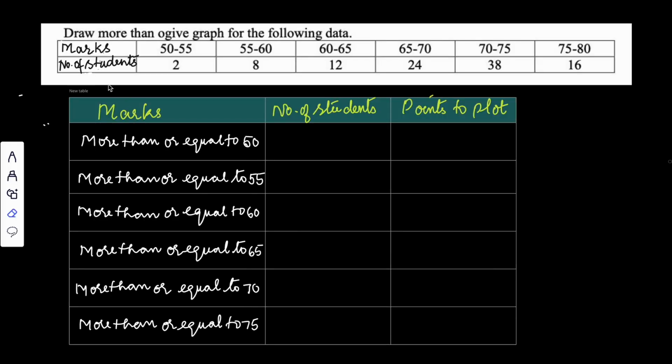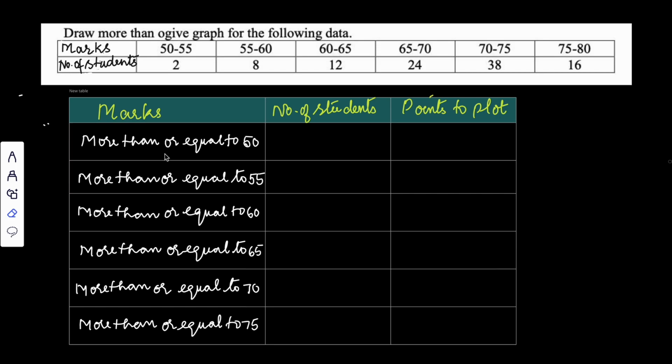Now we are coming to the second sum. Draw a more than ogive graph for the following data. Marks are given and the number of students are given. Again, this is an ordinary frequency distribution table. So we want to convert this into more than cumulative frequency. When we write more than cumulative frequency, we start from the lower limit, because 50 is the lower limit here, and that score is included in 50 to 55.